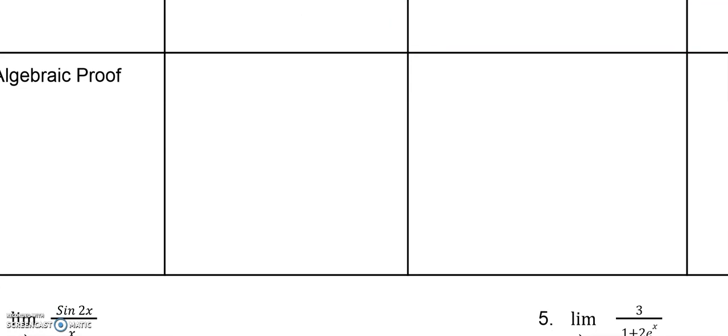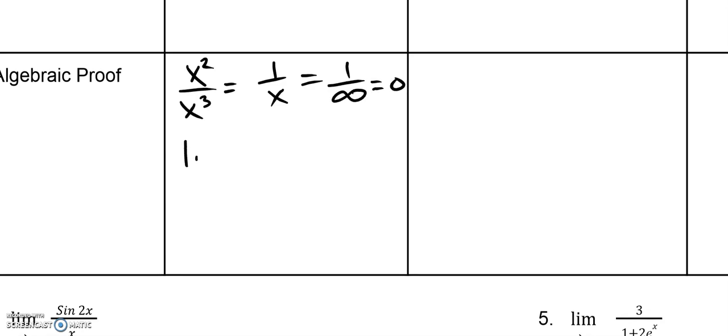Let's look algebraically. How do we do that? Well, look at the leading terms, and your leading terms are x squared over x to the third. Simplify that down. That simplifies to 1 over x. Now plug infinity in there and you get 1 over infinity, which is 0. So we know by all three methods, the limit as x approaches infinity is equal to 1 over infinity, which is just 0.